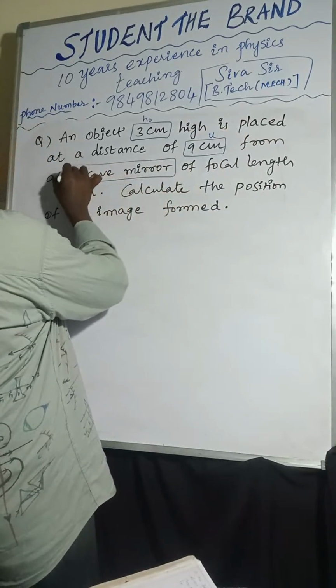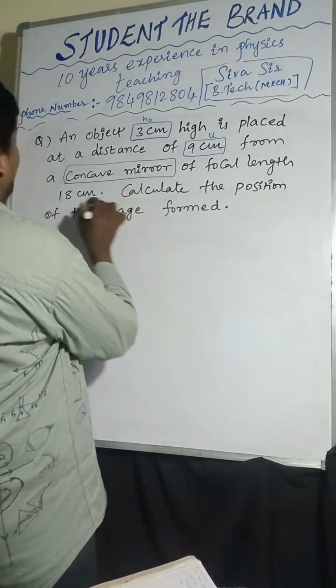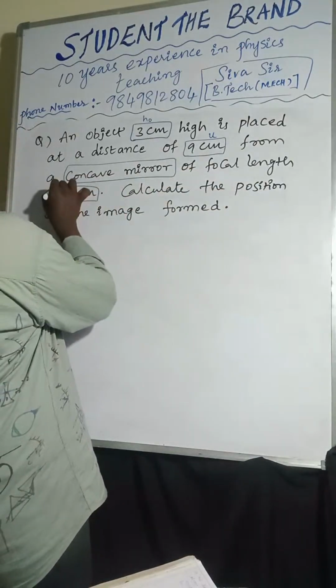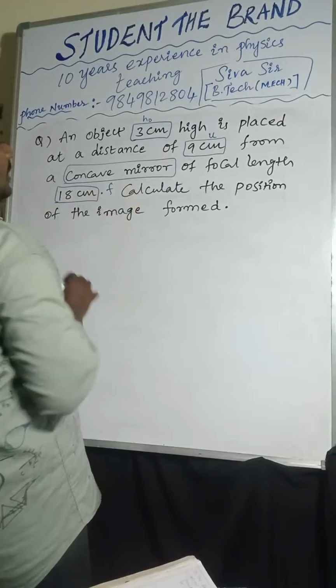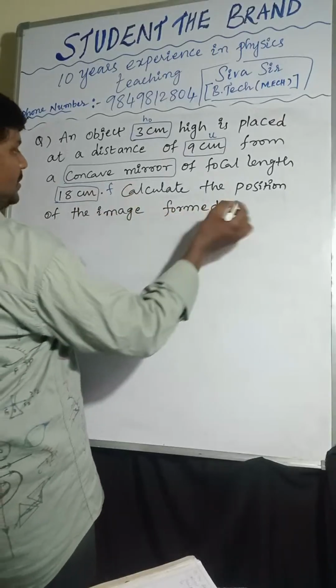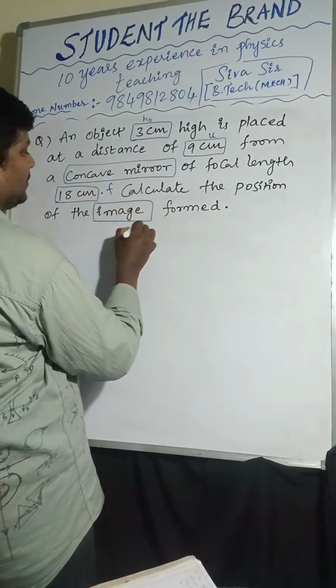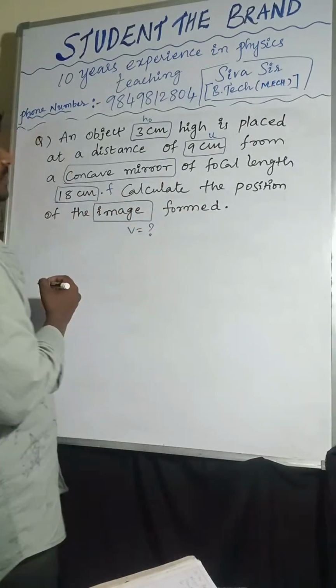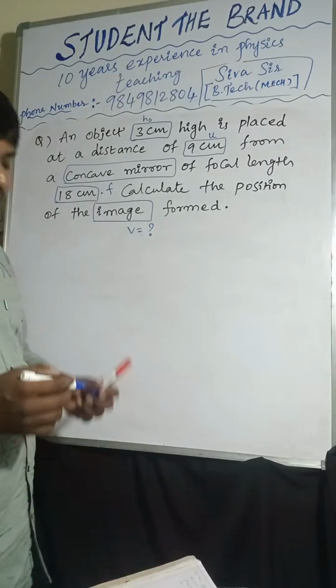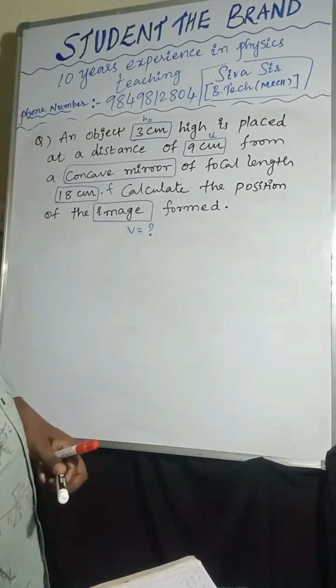So concave mirror we can understand. The focal length is given for the concave mirror. Calculate the position of the image. So they are asking for the image position, so we have to find the v value. That is the question.